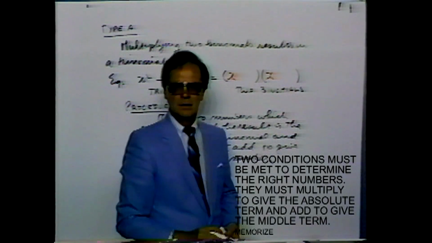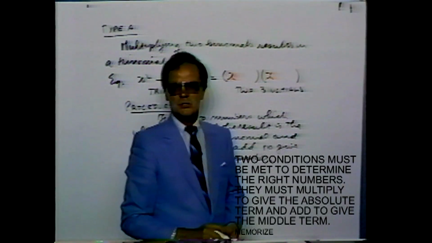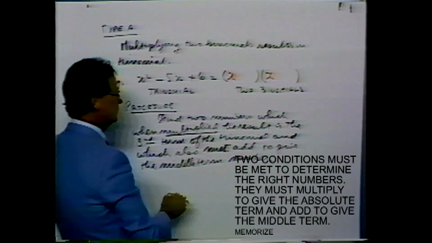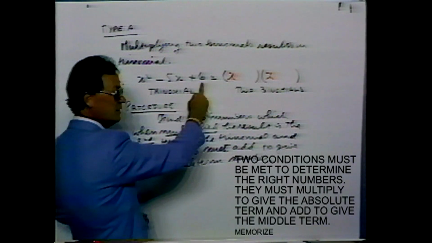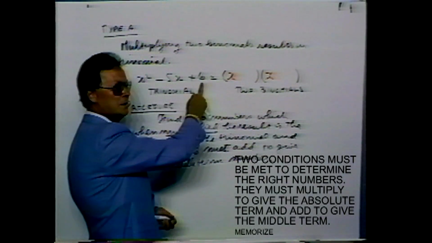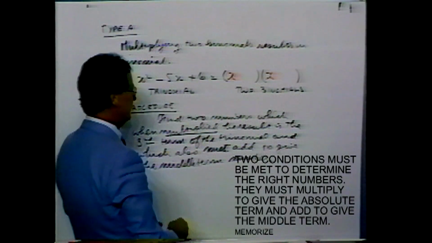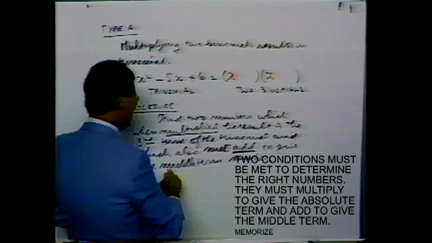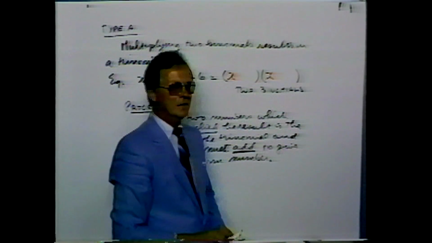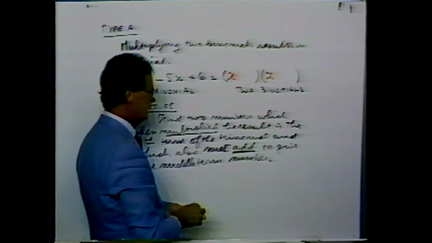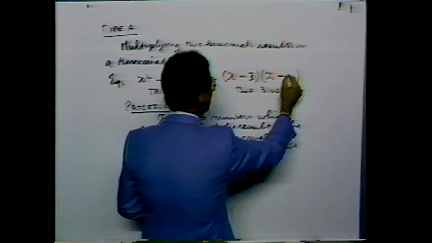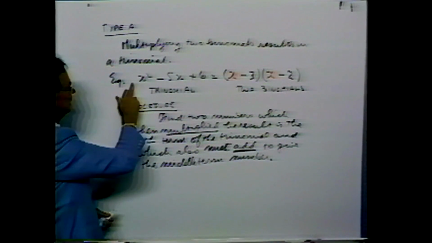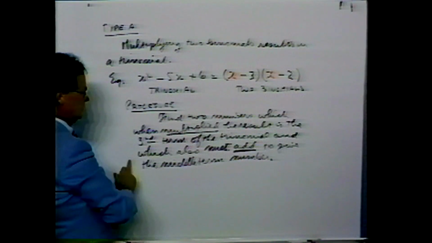So there are two conditions that have to be met in determining the proper factors. You must find these two numbers which, when multiplied, result in the third term. What are the possibilities? Well, 2 times 3 is 6. 1 times 6 is 6. Those are possibilities. But the same two numbers must add to give the middle term. Well, for the two numbers to add to give minus 5, it has to be minus 3 and minus 2. And that's how you factor trinomials with leading coefficient equal to 1. Memorize this rule.